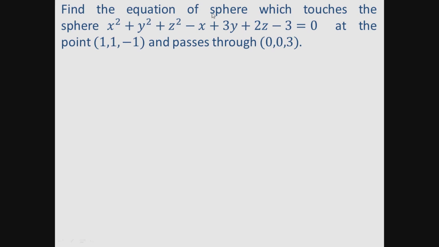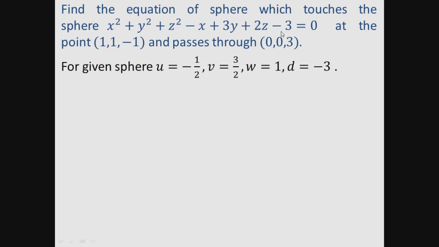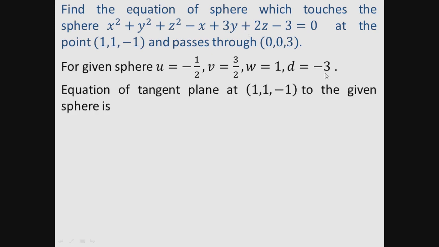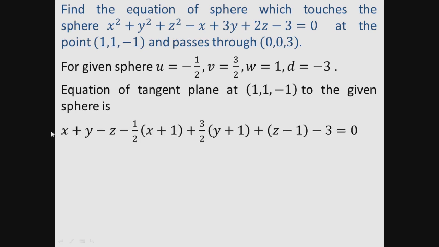By that we can get the required equation of sphere. So firstly find the tangent plane to the given sphere. For that we need u, v, w and d. So u is nothing but coefficient of x by 2, that is minus half, v is 3 by 2, w is 2 by 2, that is 1, and constant term d is minus 3. So the tangent plane at (1, 1, minus 1) is given by x into x1, that is x into 1, y into y1, that is y, plus z into z1, that is minus z, plus u into (x plus x1), that is minus half into (x plus 1), plus 3 by 2 into (y plus 1), plus (z minus 1) minus 3 equal to 0. Now simplify this equation, that gives us x plus 5y minus 6 equal to 0.